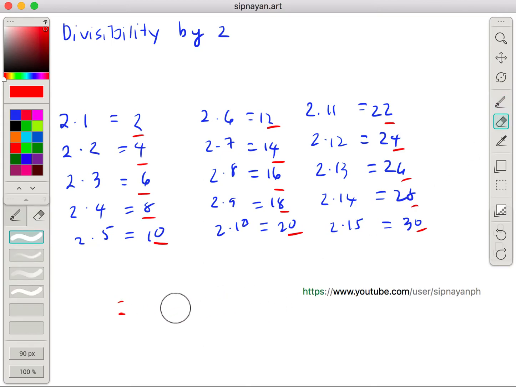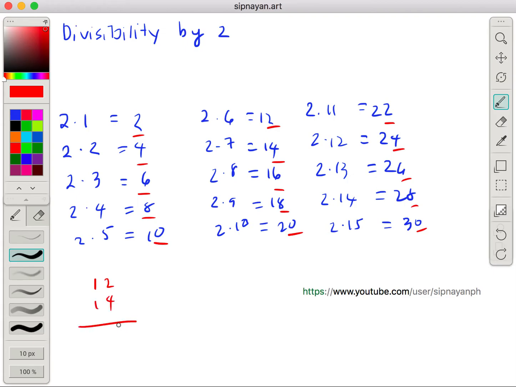Now, question. Yung conjecture natin kanina na if a number is divisible by 2, then the units digit are 2, 4, 6, 8, and 0. No? Or if the units digits of a number are 2, 4, 6, 8, or 0, then they are divisible by 2. No? Tignan natin pag multiply tayo ng number. For example, 12 times 14. What happens?